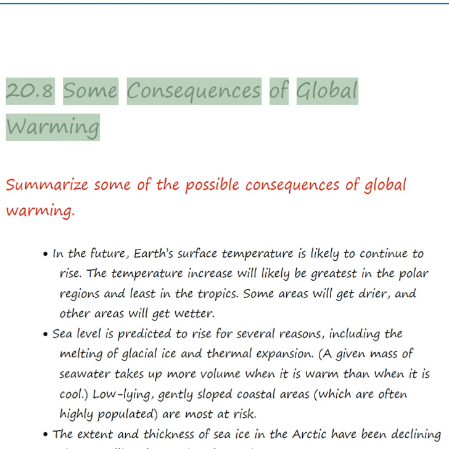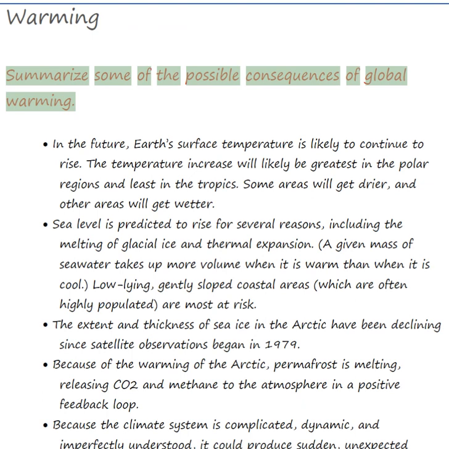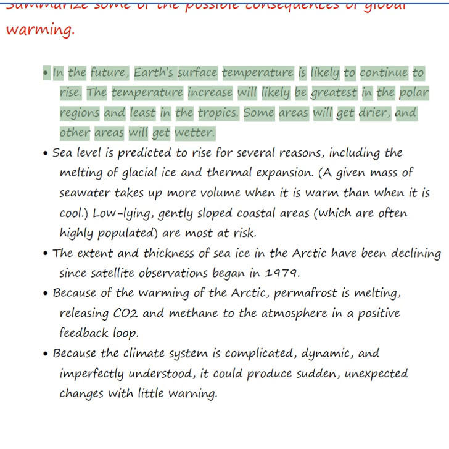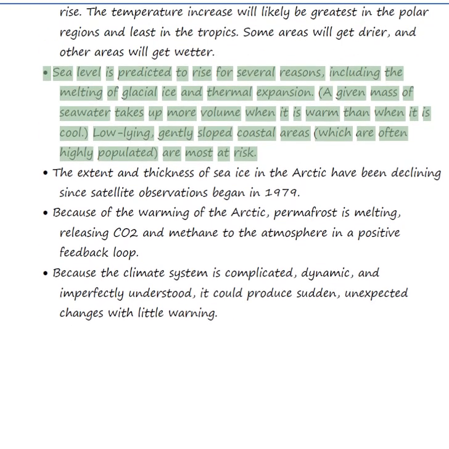20.8 Some consequences of global warming. Summarize some of the possible consequences of global warming. In the future, Earth's surface temperature is likely to continue to rise. The temperature increase will likely be greatest in the polar regions and least in the tropics. Some areas will get drier, and other areas will get wetter. Sea level is predicted to rise for several reasons, including the melting of glacial ice and thermal expansion. Low-lying, gently sloped coastal areas are most at risk.